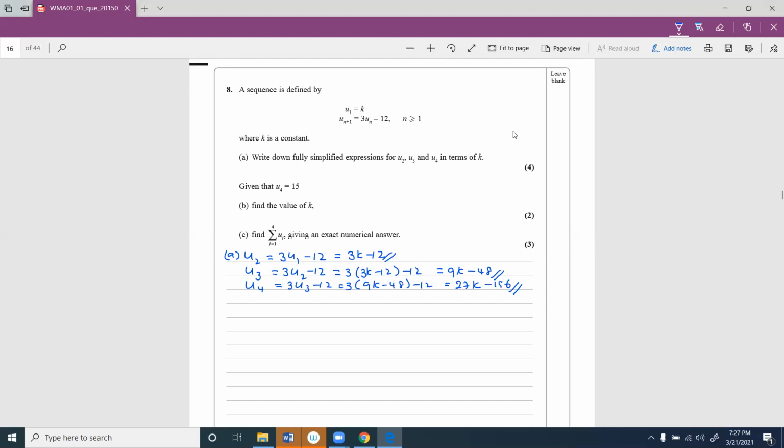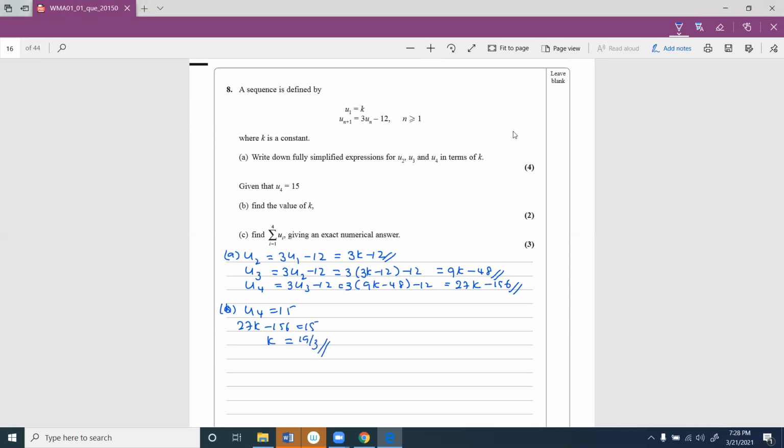Then they mention in part B that u4 is 15. Therefore, you can write 27k minus 156 equals 15. With this, you can find the value of k. So it should be 15 plus 156 divided by 27. It turns into 19 over 3.